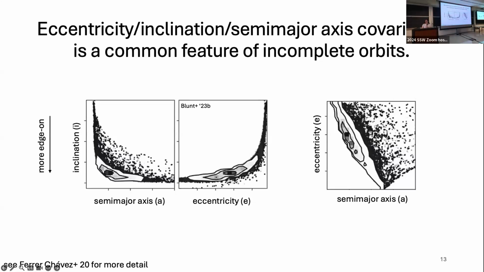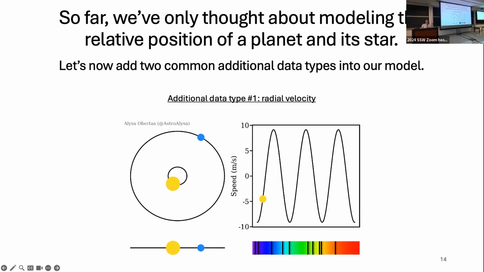All right, so in the last couple minutes, I want to talk to you a little bit about incorporating other data types. So far, we've only thought about modeling the relative position of a planet and its star. Luckily, it's relatively straightforward to add additional information into the Bayesian model. We just need a new method of predicting what the thing is going to do, how the orbital parameters are going to affect that particular data type.